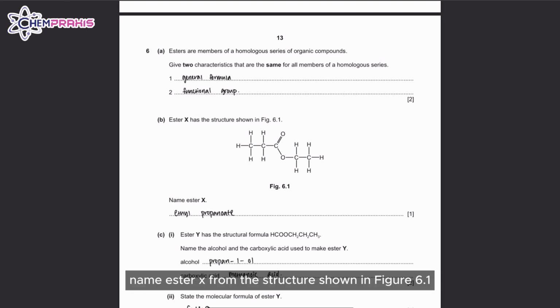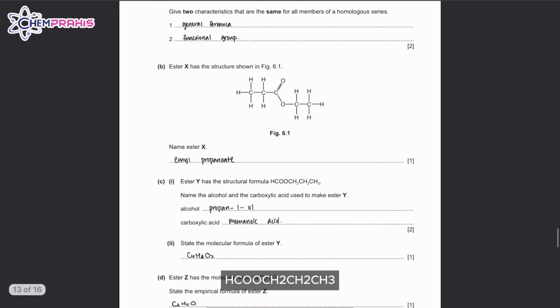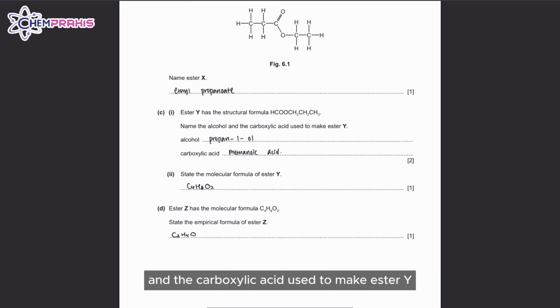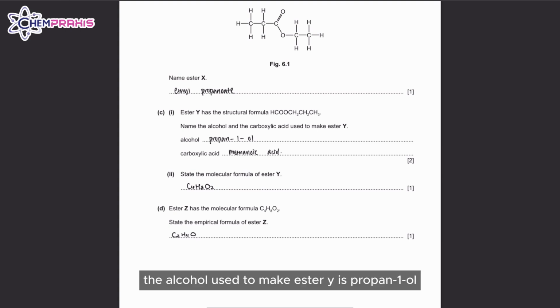Name ester X. From the structure shown in figure 6.1, we can deduce that ester X is ethyl propanoate. Ester Y has the structural formula HCOOCH2CH2CH3. Name the alcohol and the carboxylic acid used to make ester Y. The alcohol used to make ester Y is propan-1-ol, and the carboxylic acid is methanoic acid.